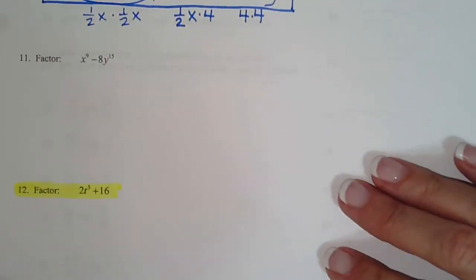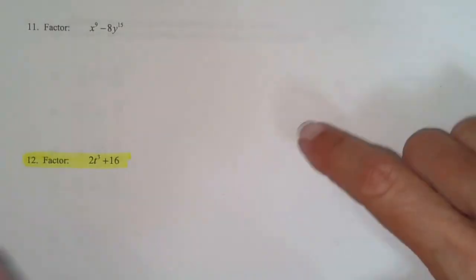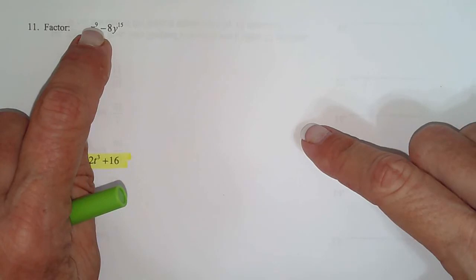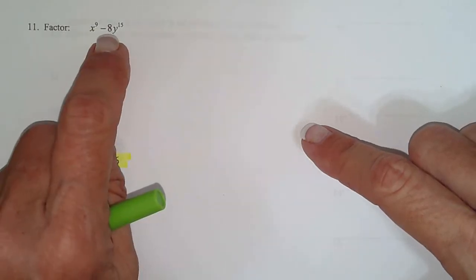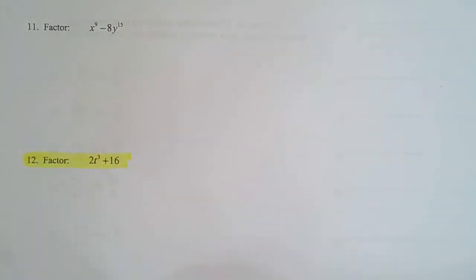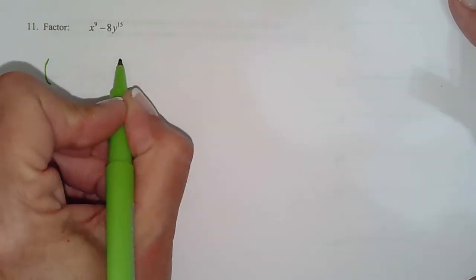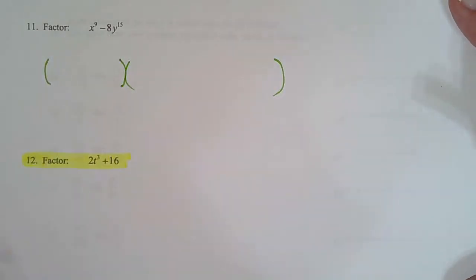Okay, let's go ahead and do these last two together. So on 11, first we need to verify it's cubes. Is that divisible by 3? Yes. Is that a cube? Yes, 2 times 2 times 2. Is that divisible by 3? Yes. So that tells us it is a sum or difference of cubes. In this case, difference of cubes.